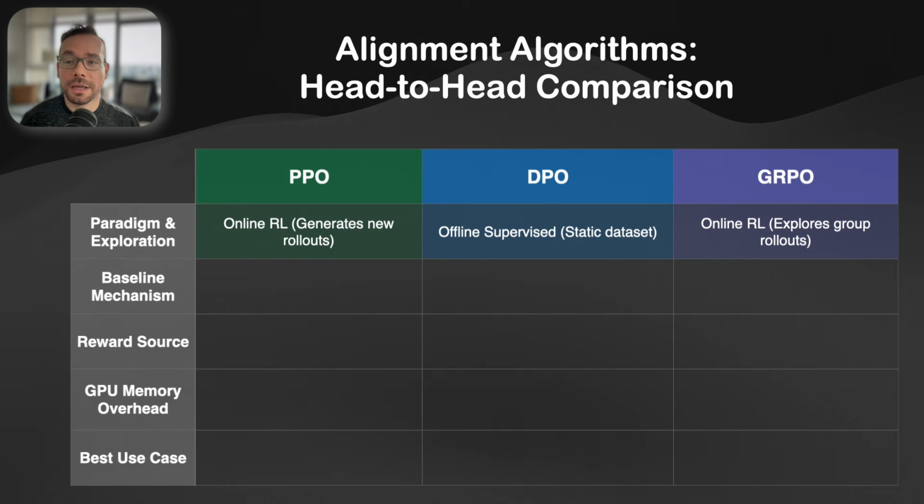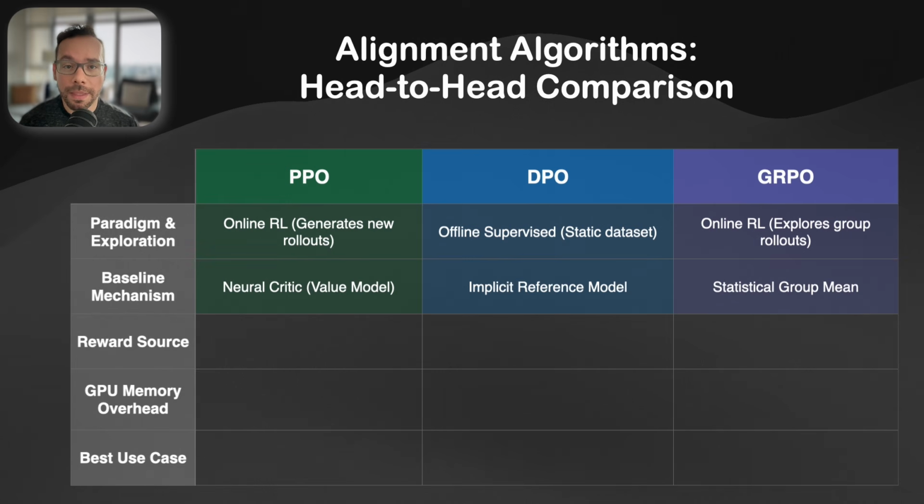It simply reweights the fixed preferences it was given. Let's take a look at baseline mechanism. Every method needs a baseline to evaluate relative quality. PPO trains an entire second neural network, the value model or the critic. DPO uses the frozen reference model as the implicit anchor. GRPO uses a simple statistical trick. It computes the baseline straight from the group mean of multiple completions, ditching the critic network or model entirely.